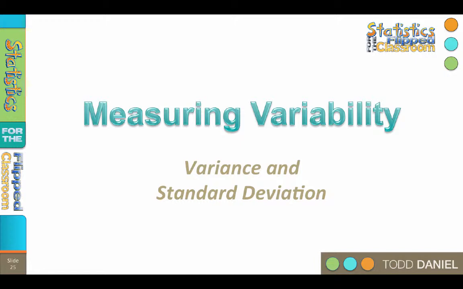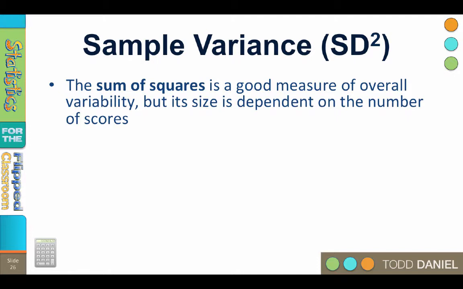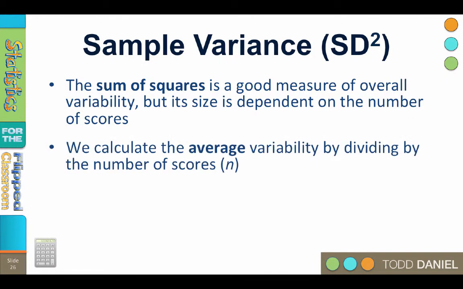In order to measure variability, we will move from the sum of squares to the variance, and then to the standard deviation. Sum of squares is a good measure for overall variability, but the size of the sum of squares is dependent upon the number of scores. As you increase sample size, the sum of squares will also increase. But the increase is not due to increased variability, simply from having more scores.